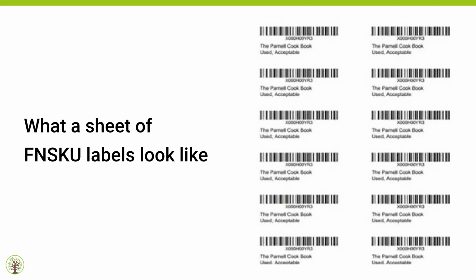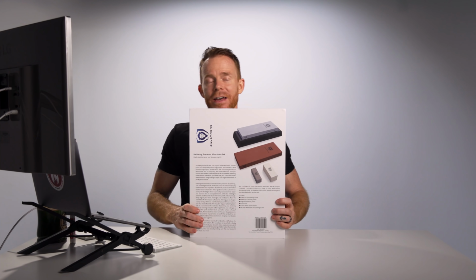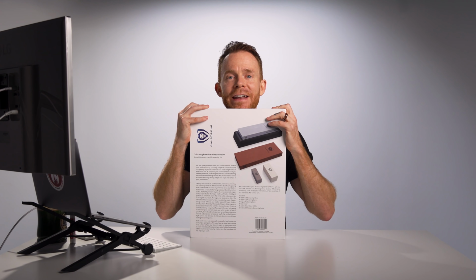Like magic. Now, here's what a sheet of FNSKU labels look like. It's the most interesting thing you've ever seen. In fact, I just want to show you an example of one. I brought this along. Check this out. This is awesome. So here, my friends, is an example of an FNSKU code right there.